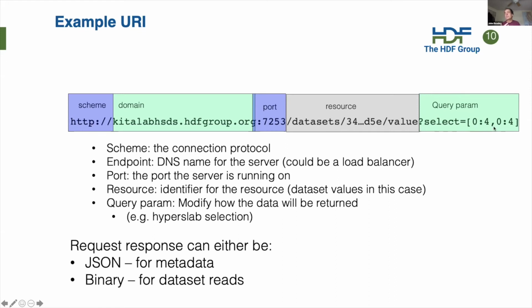So this is what I mean by it's stateless, right? It doesn't matter what previous conversations I had with the server. If this request comes in, I'm going to get this defined result back. The response can either be JSON, which is typically used for metadata. So if I want to get, say, the shape of the data set, I'll get a JSON response back. But that's not very efficient for large data reads. So we support getting binary responses back. If I'm reading 10 megabytes of data, I would typically want that back as a binary blob.